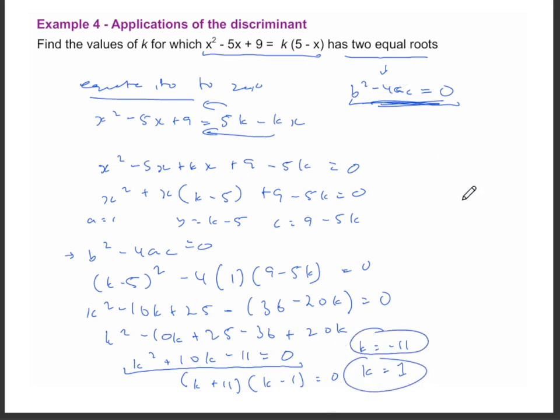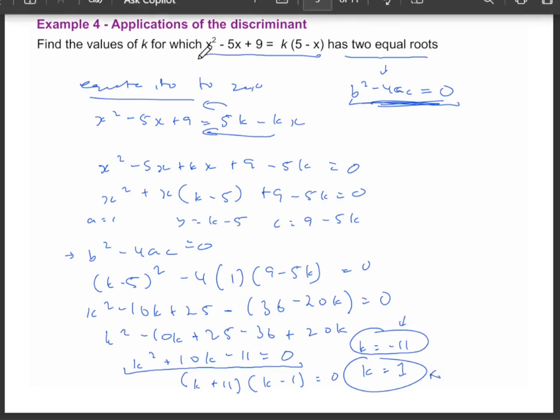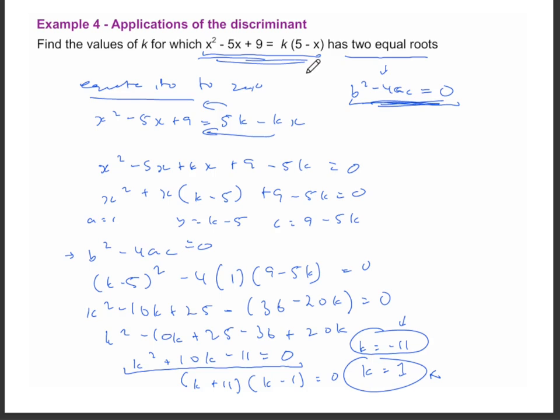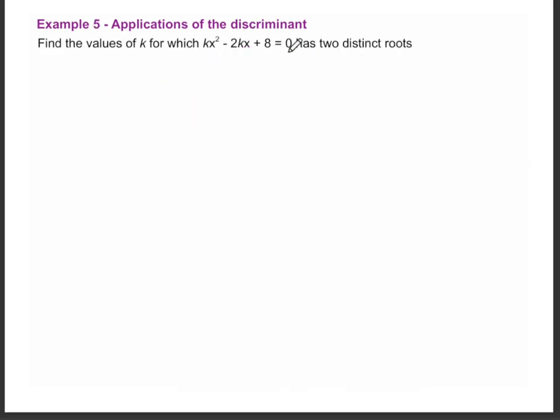Okay? And so for these two values of k in this original equation, you will get one equal root, or you will get one answer for your quadratic formula, right? So if you use this k and then you solve that quadratic equation, you're just going to get one value. Let's do another example where we're looking at two distinct roots instead.